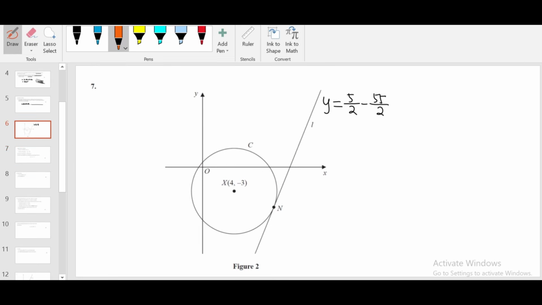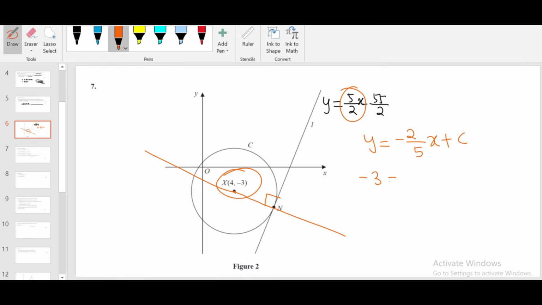That means they want us to find the equation of this line, which is basically the perpendicular line. So the equation of the line would be: you take the slope of the tangent, change it to the negative reciprocal, y = -2/5x + c. How to find the c? Take a point that lies on the straight line, (4, -3).